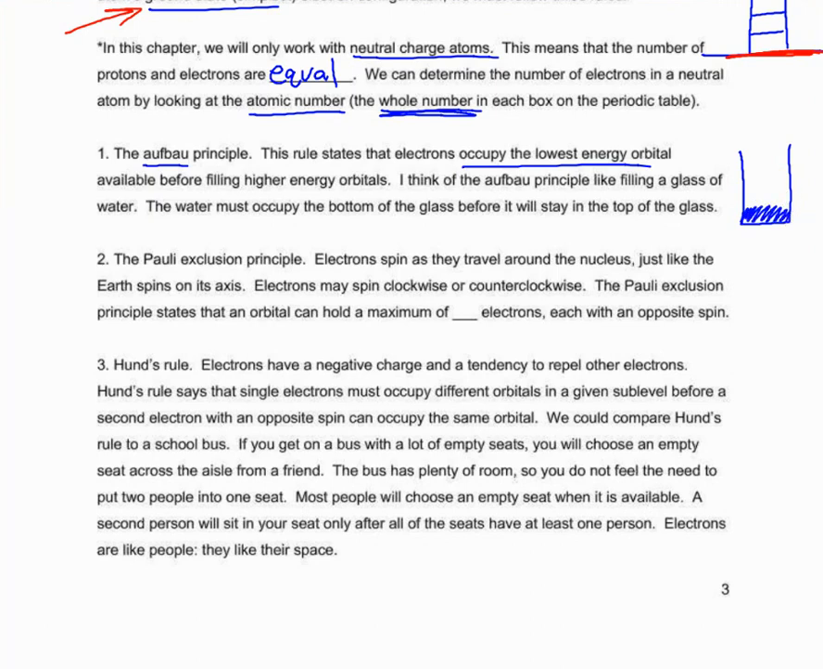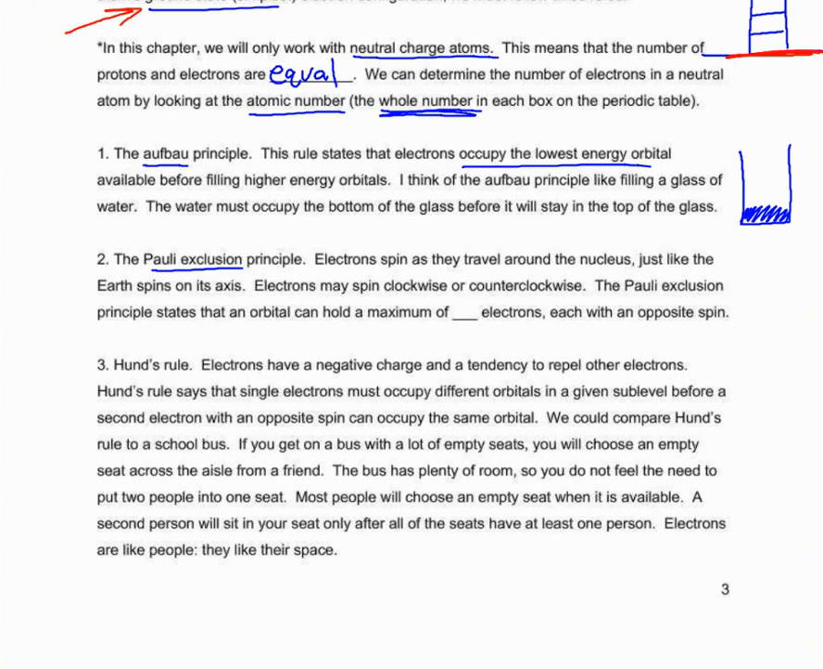The second idea is the Pauli exclusion principle. And this says that electrons spin as they travel around the nucleus, just like the planets. So think about Earth and maybe the drawings or the videos that you've seen about Earth. And Earth is going around the sun in an orbit, but Earth is also spinning on its axis. So the spin on its axis is giving us days, and the going around the sun in the orbit gives us years.